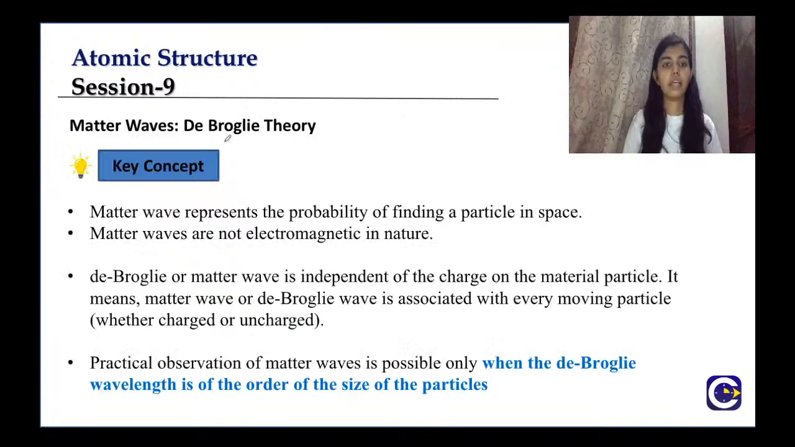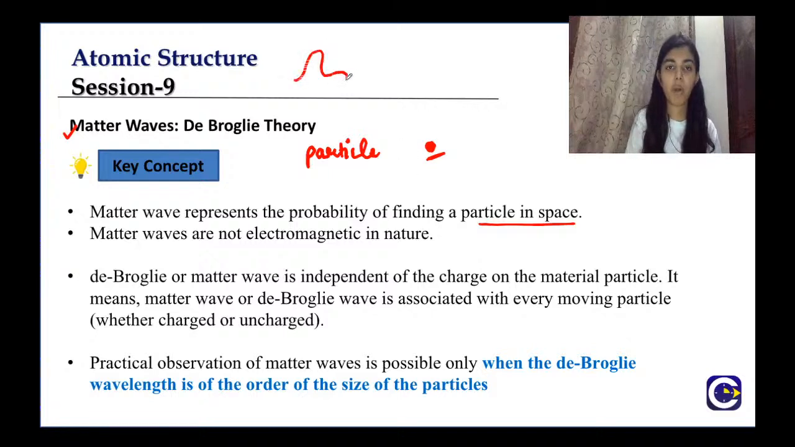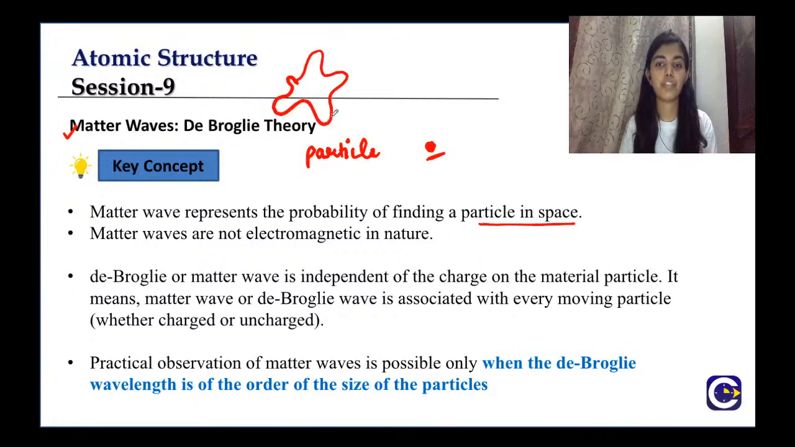Now, the key concept of matter waves, this is important: what are matter waves? A matter wave represents the probability of finding a particle in space. For example, if I say a particle is present here, I can 100% tell that the particle's position is here. But if I represent the particle in a wave form, I cannot 100% say in which position the particle is present. Rather, we talk about the probability of finding the particle in this region.